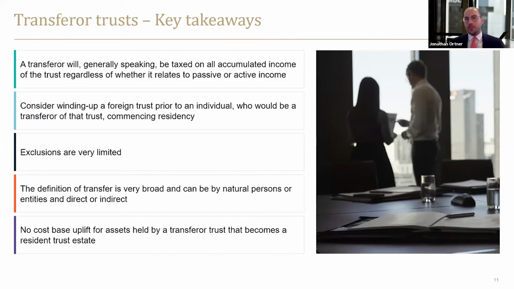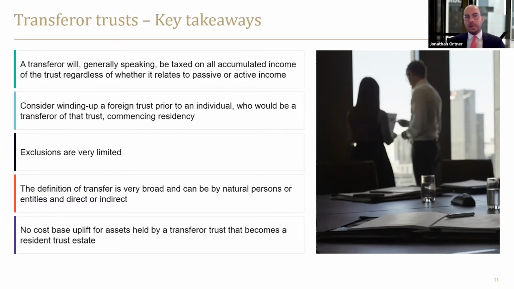The definition of transfer, as you've seen, is very broad, can be by natural persons or entities and direct or indirect. And in fact, for entities that are transferors and that are wound up, any person or entity that's benefited from that entity that's been wound up would then become a deemed transferor, which is incredibly broad-reaching and draconian in that sense.